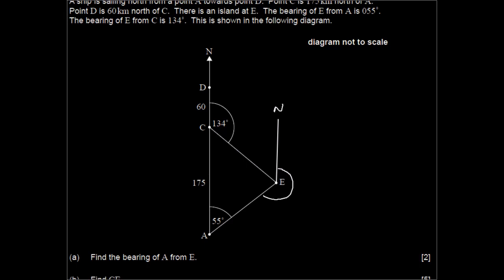Now, since this line is north, this line is also north, these two lines will be parallel. If I was to continue this line down here, then here I've got parallel line, so this angle here would be 55. This side is a straight line, so this side is 180, so therefore the bearing of A from E is 180 plus 55, which is going to be 235 degrees.